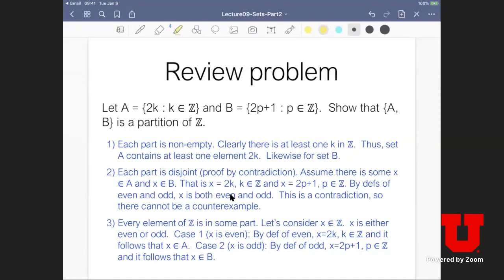We are at the last bit. Consider an element that is in the set of integers. We want to show it's either even or odd. When it is even, by the definition of even, it is equal to 2k for some k, so that means it's in set A. If it's odd, by the definition of odd, it can be expressed as 2p plus 1 for some p, which follows that it's part of B. So this is really by definition of A and B. So this last bit is not that hard.